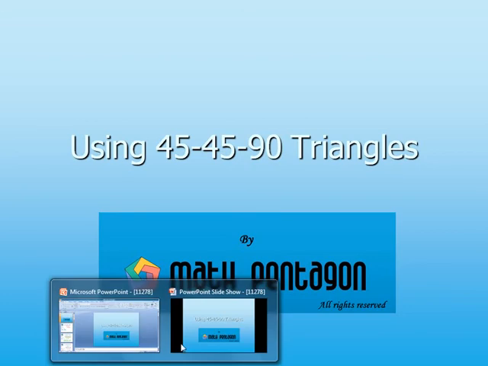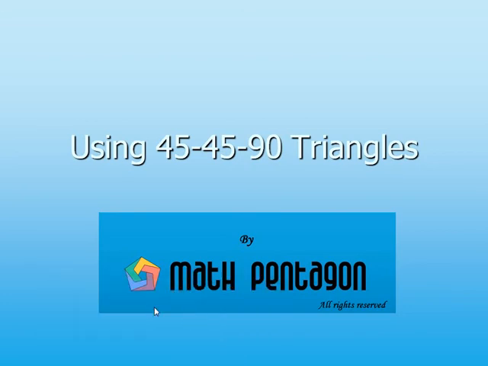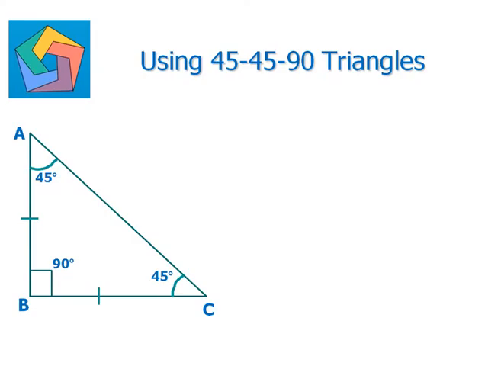Hi and welcome. Today let us learn about using 45-45-90 triangles. We know that in a 45-45-90 triangle, one angle is a right angle whereas the other two angles measure 45 degrees. So here we have a typical 45-45-90 triangle.